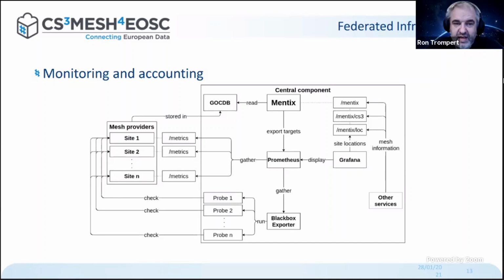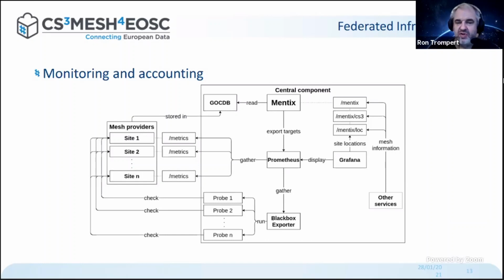This is the monitoring and accounting system that we have built at the moment, the POC version. The basic component is the GOCDB, what you see upper left, that's the central registration. You also see the Mantix software that was developed in-house by the people from Münster. On the left side, you have mesh providers for sites, so you will be supplying metrics to Prometheus. Those are accounting metrics, by the way.